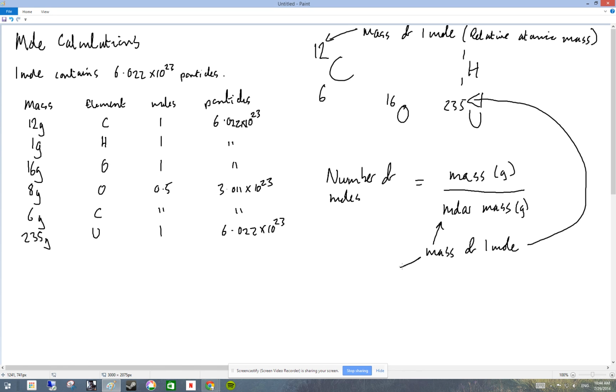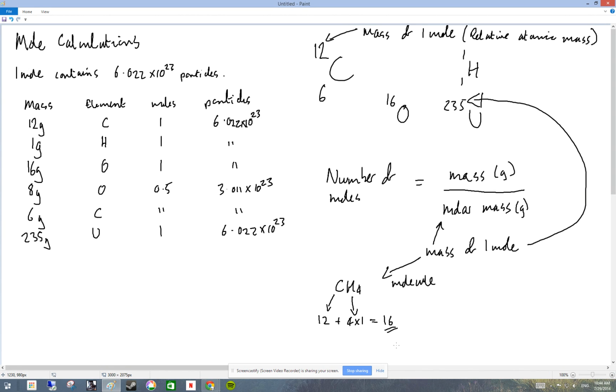If you're looking at a molecule, CH4 for example, what you've got to do is sum the relative atomic masses of the individual elements. So that would be for carbon 12, for hydrogen, because you've got 4 hydrogen atoms there, it's 4 times 1. Add those together to get 16. So the mass of 1 mole of a methane molecule is 16 grams.